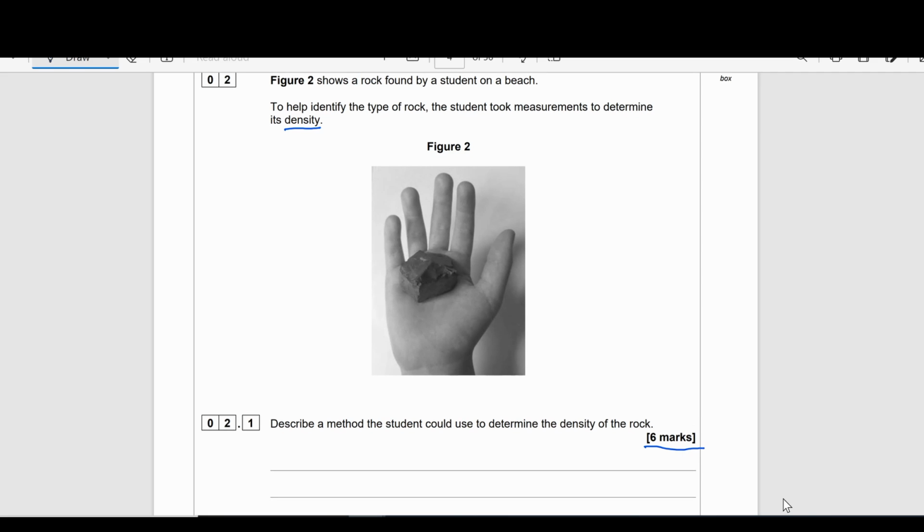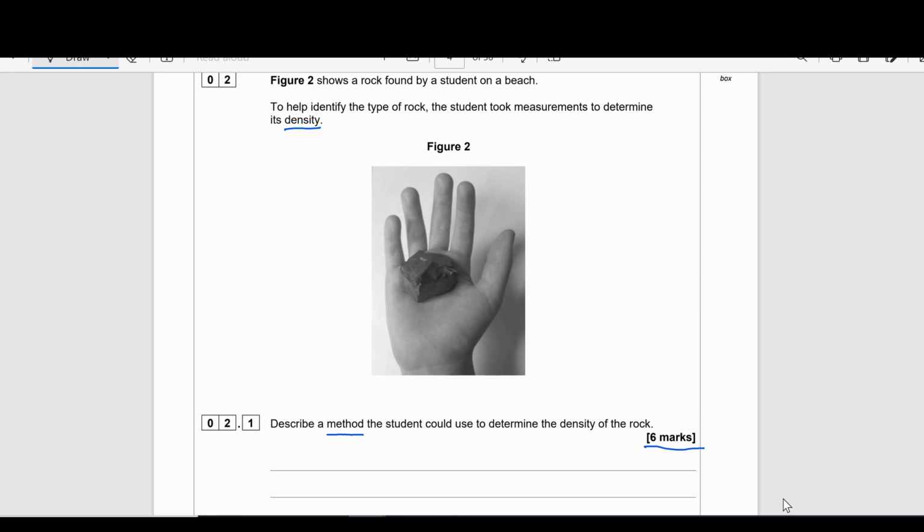2.1. Describe a method the student could use to determine the density of the rock. 6 marks. So a method. So we're thinking about our practical that's linked to density. From that practical, there are 3 parts to it, depending on the object that you have.